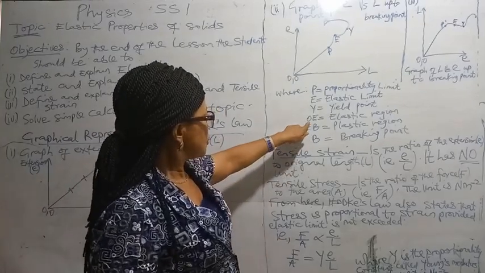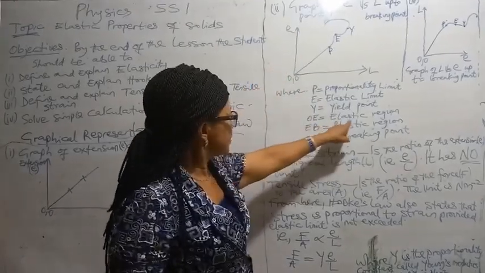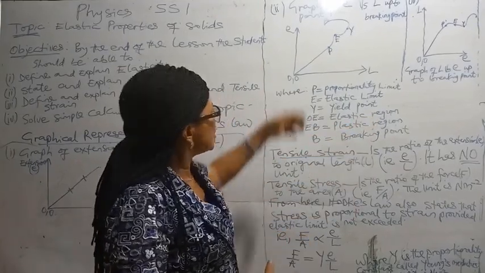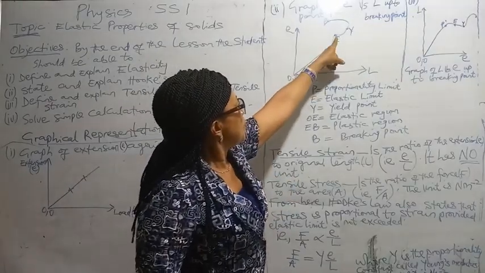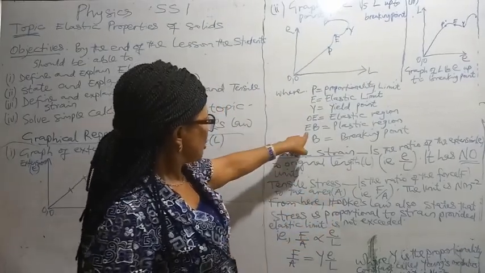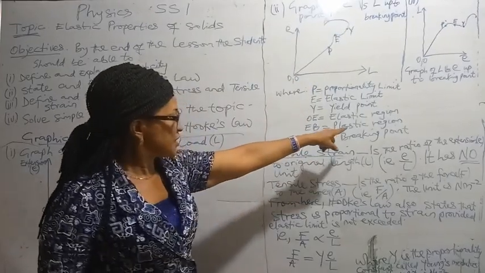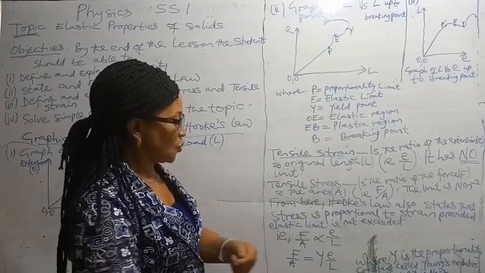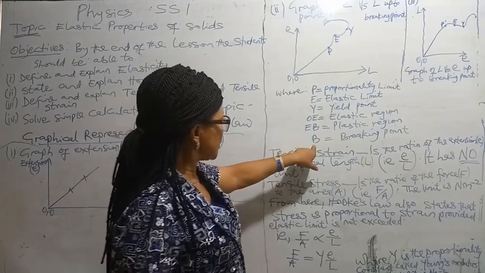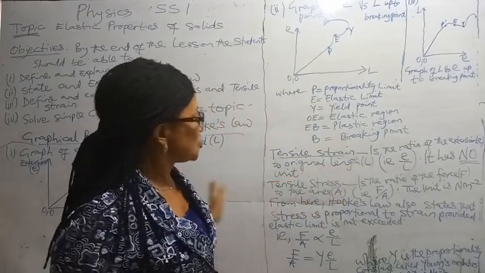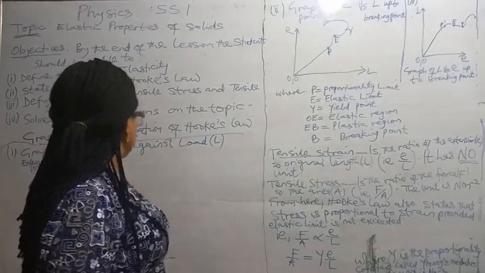Now OE, from the origin to E, the whole graph there is the elastic region. That's the only place where, as you are dragging it, it keeps on following you until once you pass there, it will scatter. Then EB, from point E to B, is the plastic region. There, you can't return it back again. It's now like plastic. It's no more elastic. Now point B is the breaking point. It will just cut off. So that's about the diagram representation of Hooke's law.